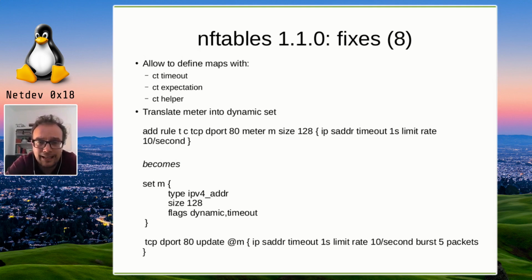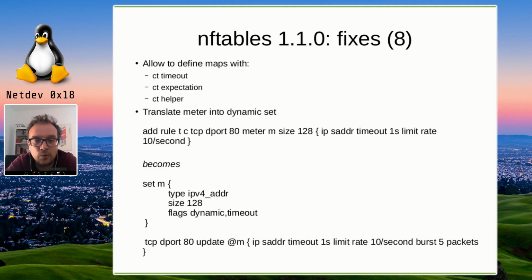In the rule there, in the example there, you see the meter for the traffic matching destination port 800, with a size of 128 entries. It is adding one entry for each IP source address, and then it is setting a timeout and a rate limit. And so this is basically turning into an explicit set definition with a type IP4 address and the size of the set, and then the flags dynamic and timeout are being shown.